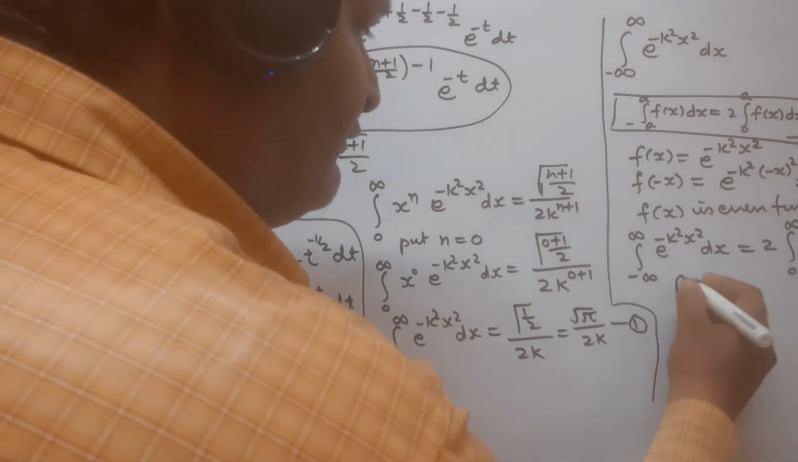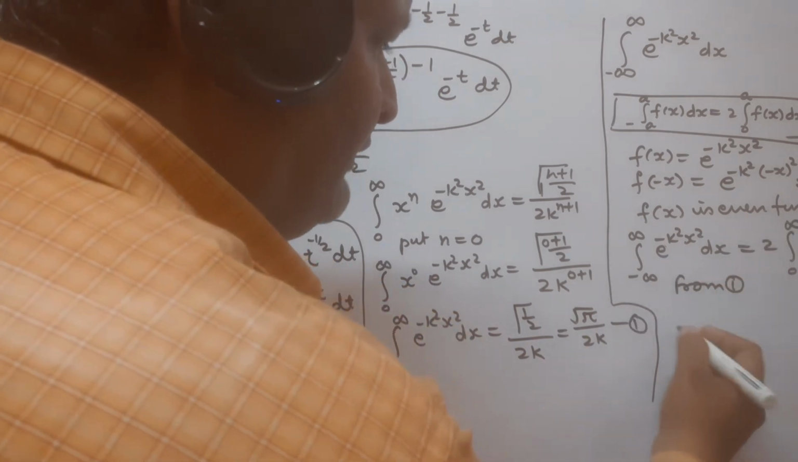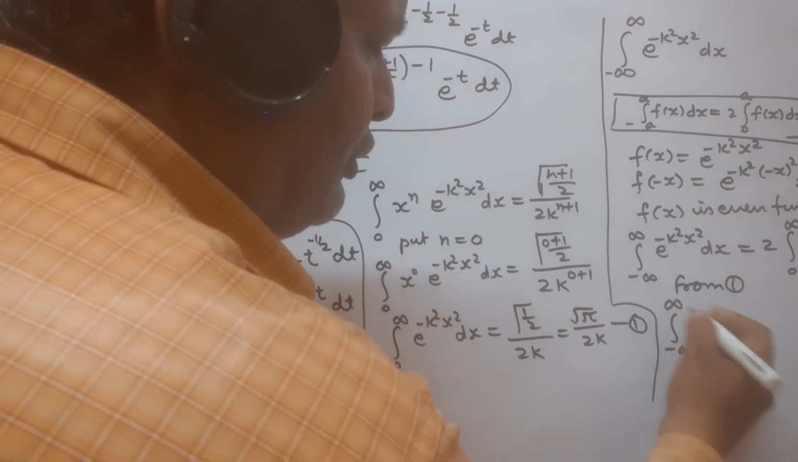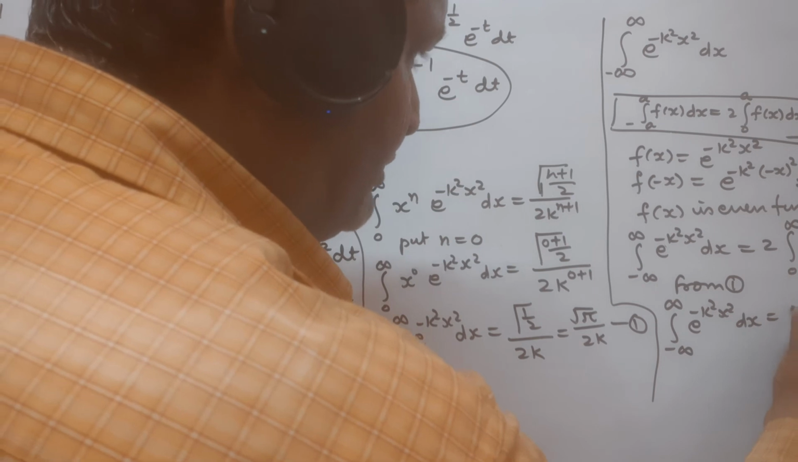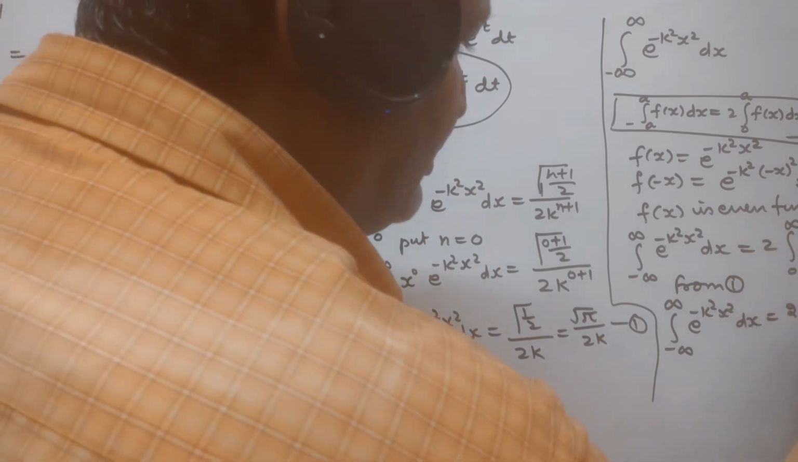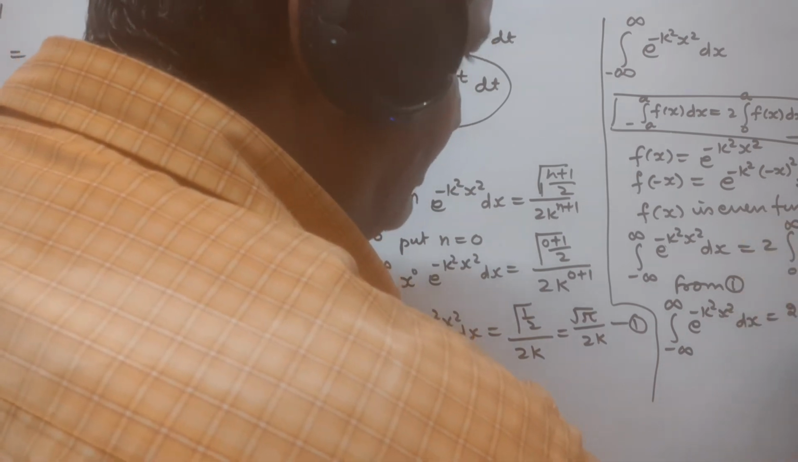So from equation 1 we can write integral of e to the power minus k square x square dx is equal to 2 times root pi upon 2k.